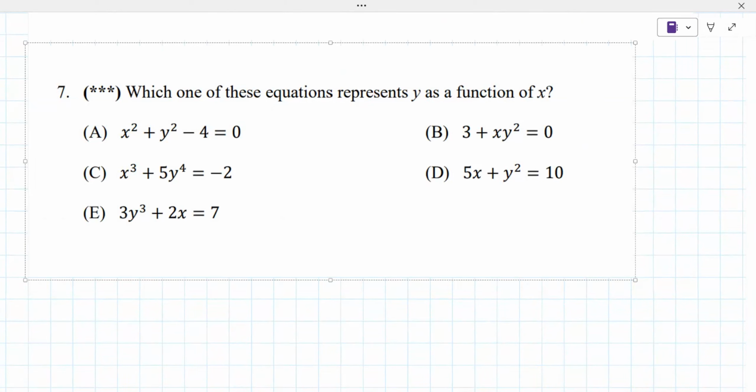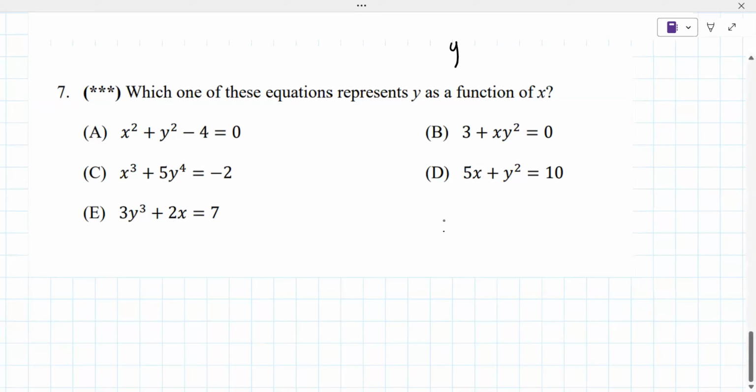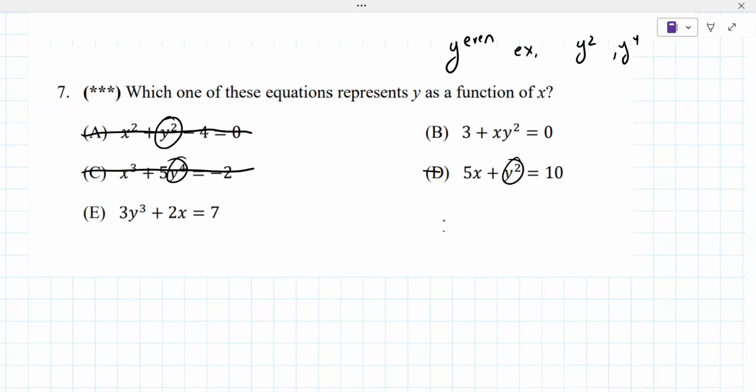Which one of these represents y as a function of x? There's certain things you're looking for to eliminate. For example, y to an even power. So y squared, y to the fourth, those can be eliminated. So this first one can be eliminated because of the y squared, y to the fourth, that can be eliminated, y squared, that can be eliminated, y squared, that can be eliminated. So it does end up being this last one.